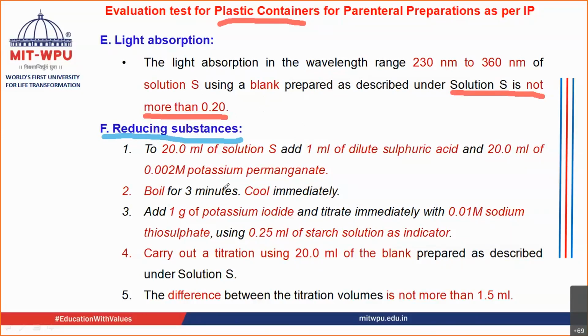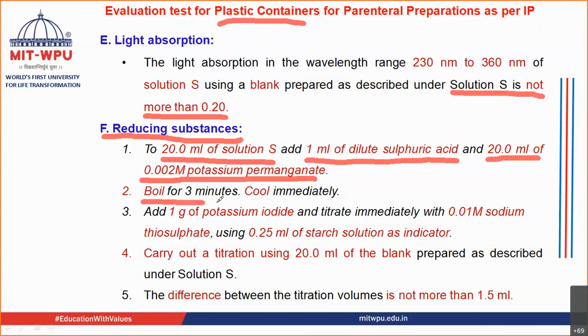For this, you are going to take 20 ml of solution S. In 20 ml of solution S, you are going to add 1 ml of dilute sulfuric acid. Okay, and further you are going to add 20 ml of 0.002 molar potassium permanganate. Further you are going to boil it for 3 minutes, and then you are going to cool it.